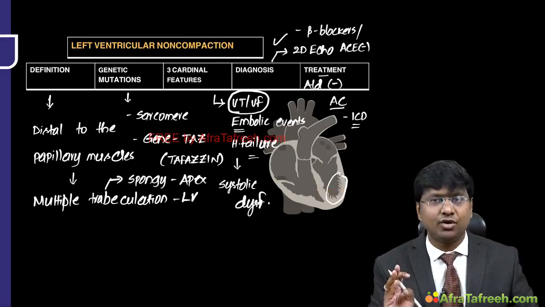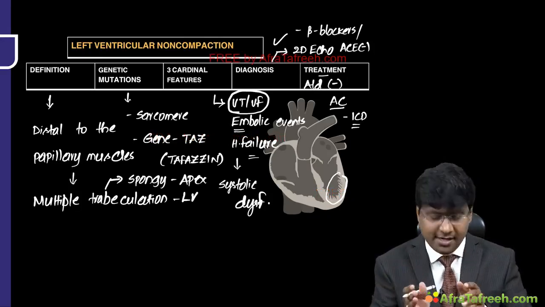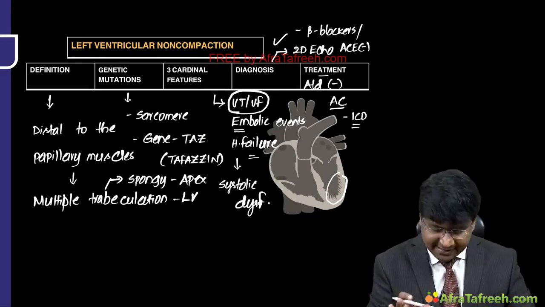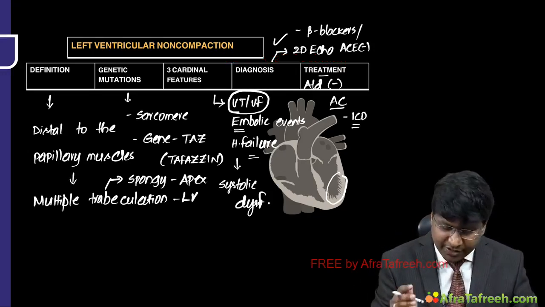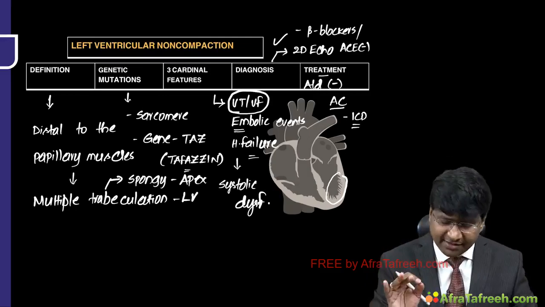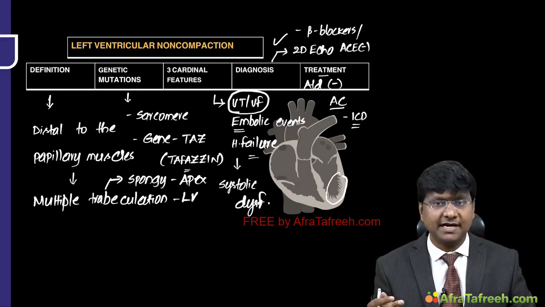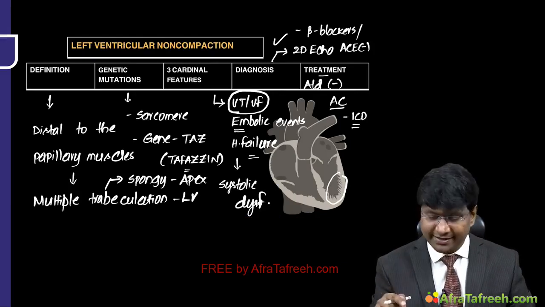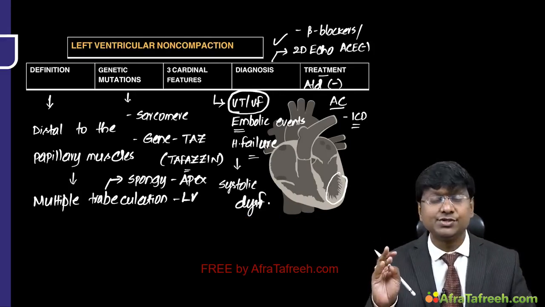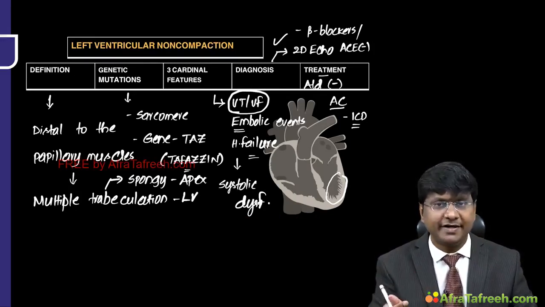So please remember, left ventricular non-compaction is one clinical condition where there are multiple trabeculations within the left ventricle distal to the papillary muscle, and that is giving you a clear-cut spongy appearance at the apex. And it is mainly due to genetic mutation, and the gene which is being mutated is the TAZ gene. That will be encoding for the tafazin. And the three cardinal features are VT or VF, then the embolic events, and then there will also be development of heart failure, and that is mainly the systolic dysfunction. And the diagnosis is mainly by your 2D echo, and the treatment is you need to give anticoagulation, neurohormonal antagonists, and then placement of an implantable cardioverter defibrillator that will prevent the arrhythmias.